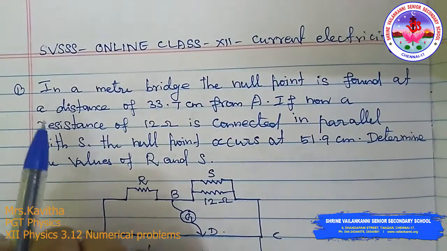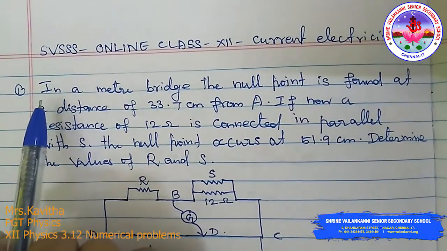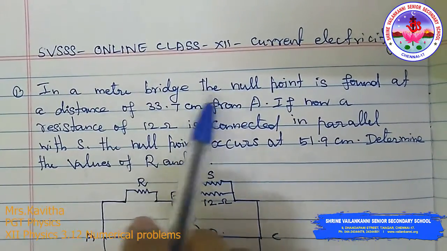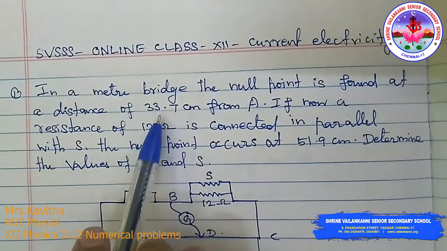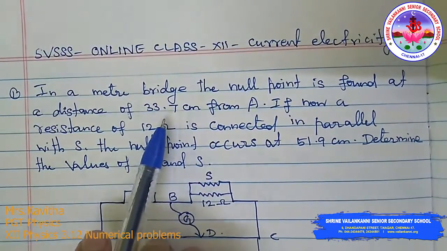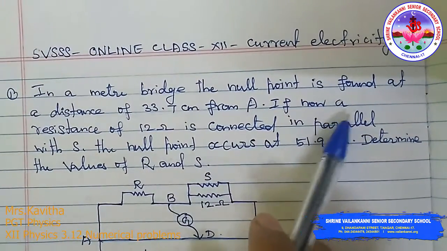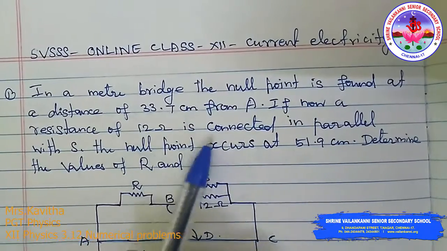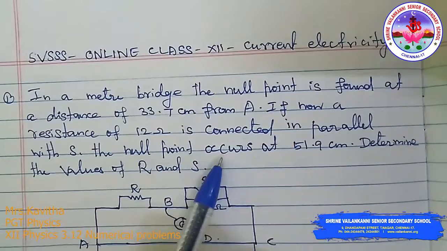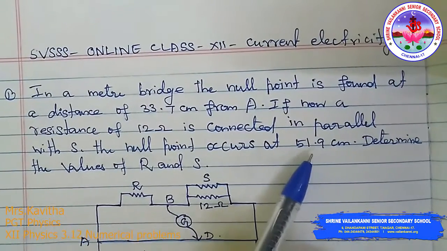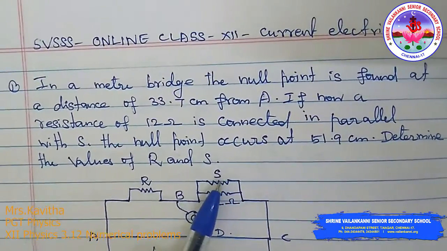Now, current electricity, we can continue the numerical session. Yes, in a meter bridge, the null point is found at a distance of 33.7 centimeter from A. If now, a resistance of 12 ohm is connected in parallel with S, the null point occurs at 51.9 centimeter. Now determine the values of R and S.